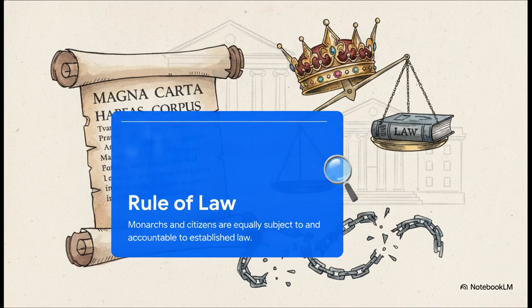So what's the big takeaway from those early documents? It's the rule of law. The Magna Carta established that no free man could be imprisoned without a lawful judgment. That is the direct forerunner to the modern right of habeas corpus. It simply meant the law ruled the land, not the personal whims of a single monarch.